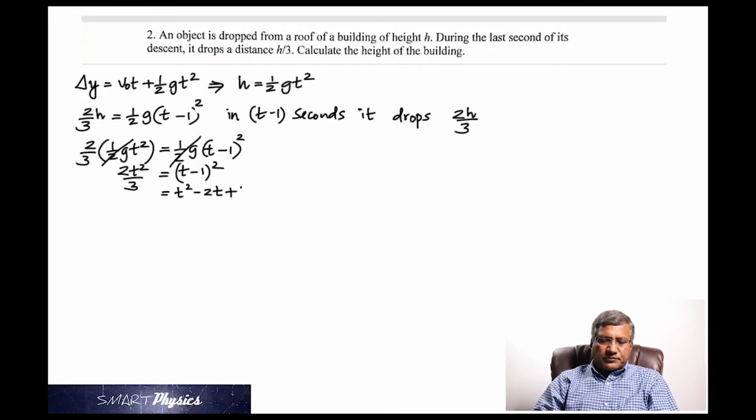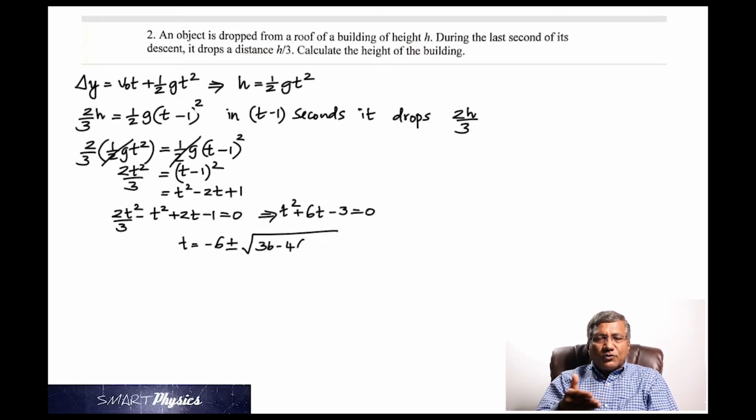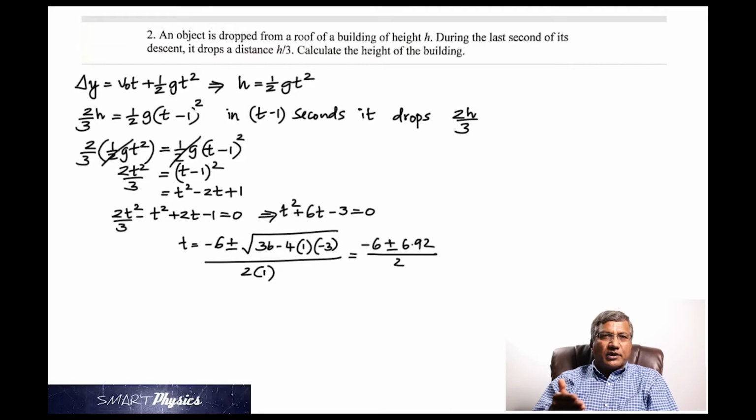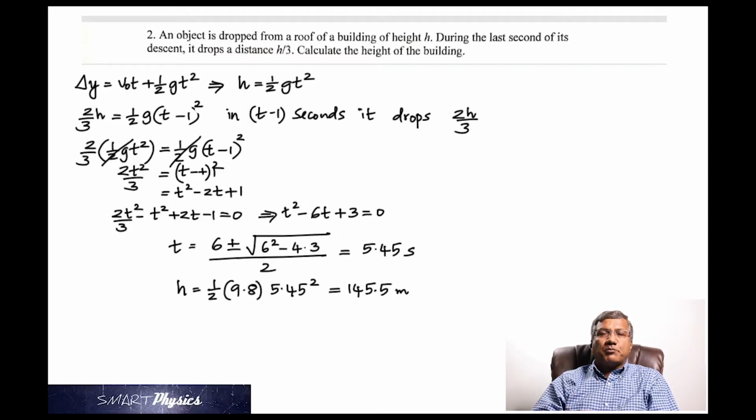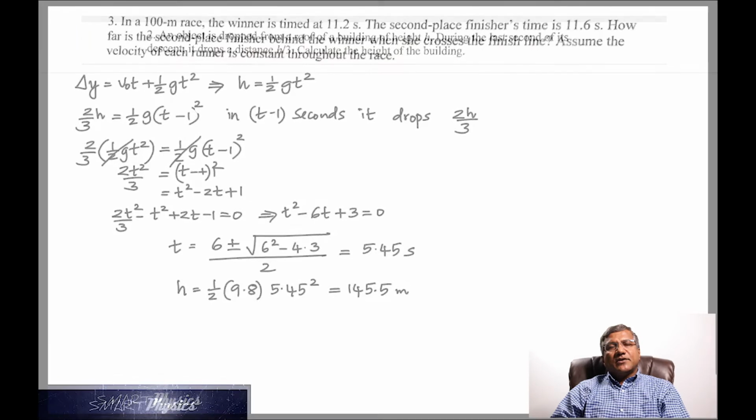Solve for t. You get 2t squared by 3 minus t squared plus 2t minus 1 is equal to 0. You have to look at that carefully and rearrange to get this quadratic equation and then find the root of the quadratic equation, once again using minus b plus or minus square root of b squared minus 4ac, by 2a. And when you do that, you get t is equal to 5.45 seconds. Once you get the time, we can substitute it into this equation to get the height as 1/2 times 9.8. Technically, it should be negative 9.8 times the time squared. That gives the height as 145.5 meters.